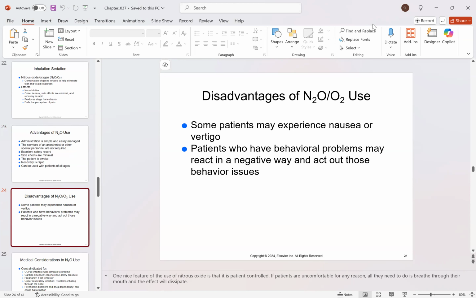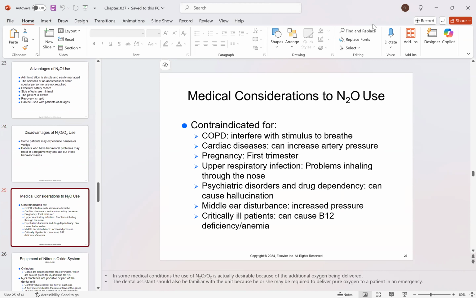Disadvantages when using nitrous include patients sometimes becoming nauseous or having some vertigo symptoms, and patients who have behavioral problems may react in a negative way. This is going to be contraindicated for patients with COPD, cardiac diseases, pregnancy in the first trimester, upper respiratory infection, psychiatric disorders, middle ear disturbance, and critically ill patients.